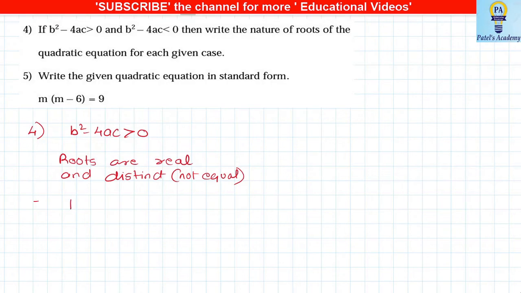And if b square minus 4ac is less than 0, means it is negative, we say no real roots.